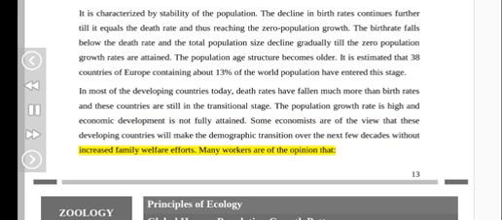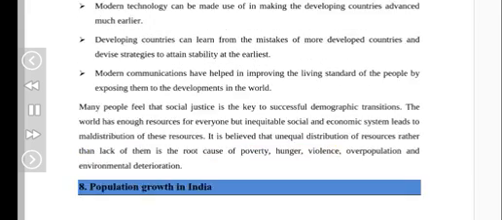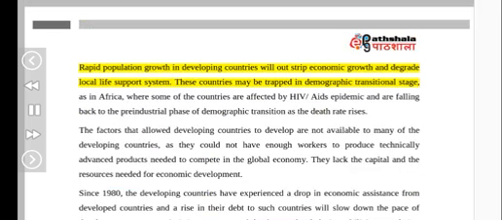Many workers are of the opinion that rapid population growth in developing countries will outstrip economic growth and degrade local life support systems. These countries may be trapped in the demographic transitional stage, as in Africa, where some of the countries are affected by the HIV/AIDS epidemic and are falling back to the pre-industrial phase of demographic transition as the death rate rises.